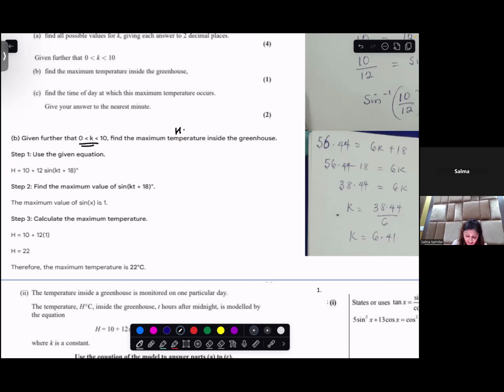Because I want to find the maximum temperature, and they've not given me any time, and I also know the maximum value of sine can be 1, I replace this entire sine by 1. Sine of whatever angle, whatever theta, the maximum value is 1. So the maximum temperature would be 10 plus 12. This is 10 plus 12, and this would be replaced by 1. So H is 22. So the maximum temperature is 22 degrees.